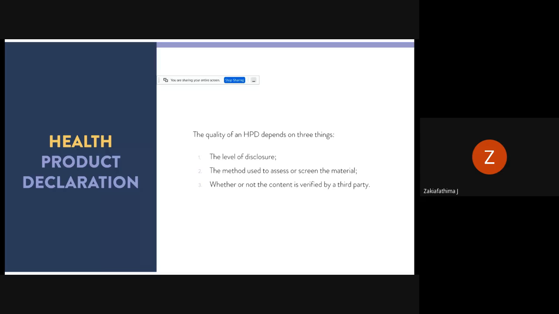As long as the assessment of materials is really high, then the HPD rating will be high. And then you need to have it verified by a third party, not just by your own company, and not just by your manufacturer, but also by a person completely unrelated to this product.